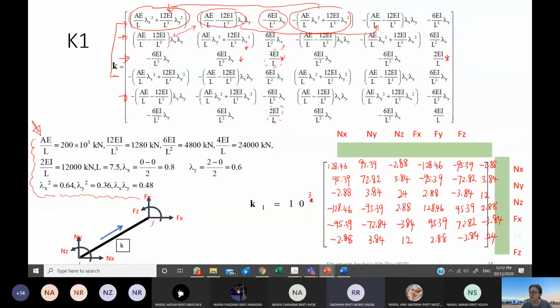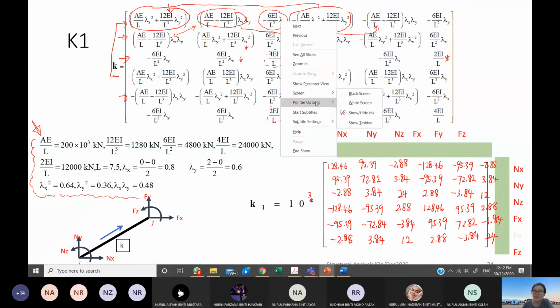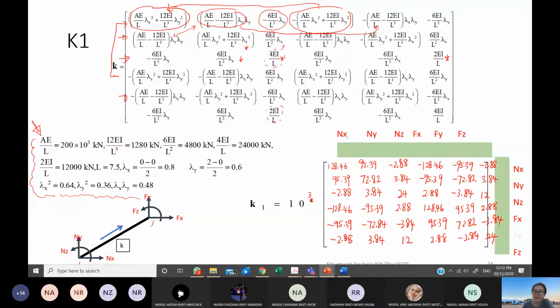Okay, class, I need to continue with this numbering. NX, NY, NZ, FX, FY, FZ, and I hope to get back your attention. So if you can see that we need to give a numbering for this 6 times 6 matrix. How to give the numbering? We have NX, NY, NZ at the near end, and also FX, FY, FZ at the far end. So you need to refer to your numbering of the DOF.